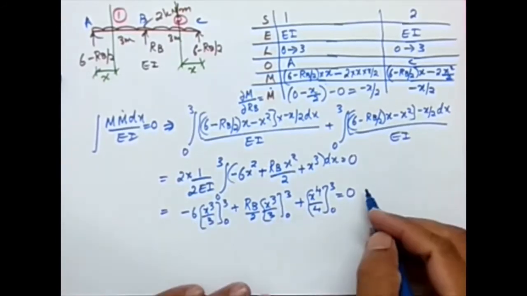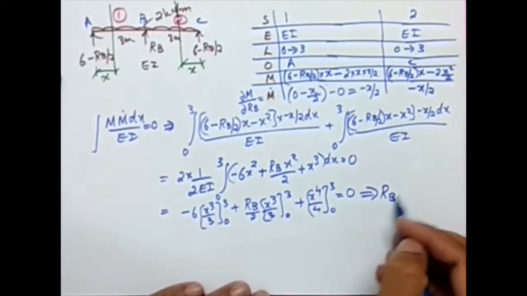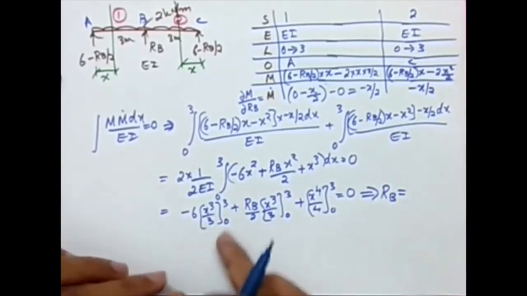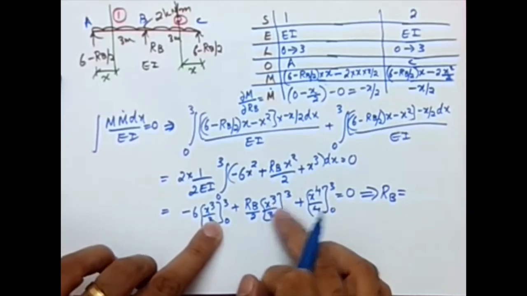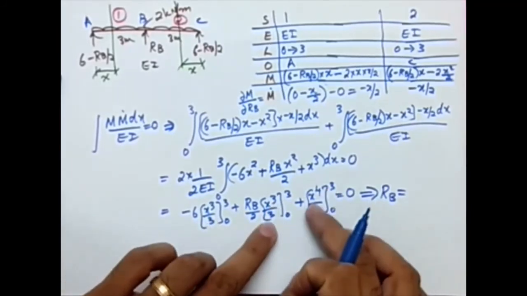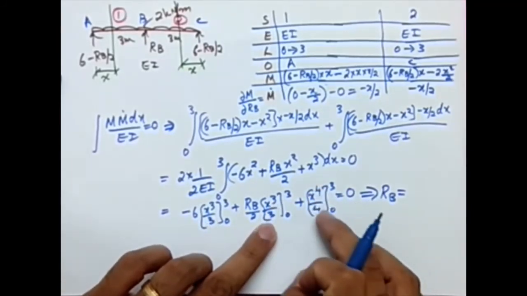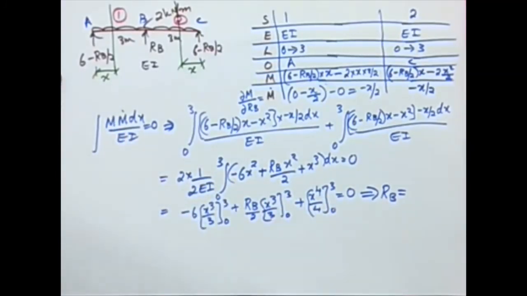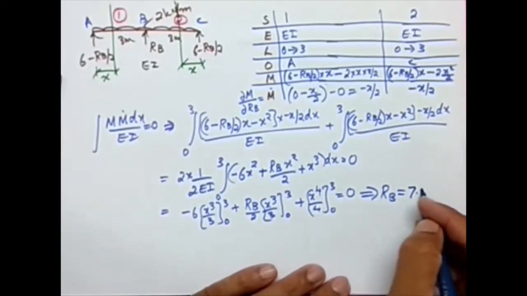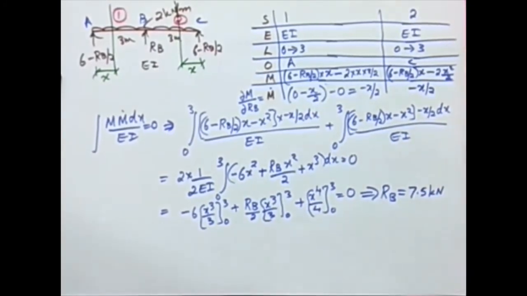Now we can get the value of Rb. When you substitute these values, this is 3 cubed by 3, so this is basically 9. This is again 3 cubed by 3, this is also 9. This is 3 raised to 4 by 4, and when you substitute in a calculator, you are going to get the value of Rb as 7.5 kilonewton. So we have the value of the redundant force Rb as 7.5.